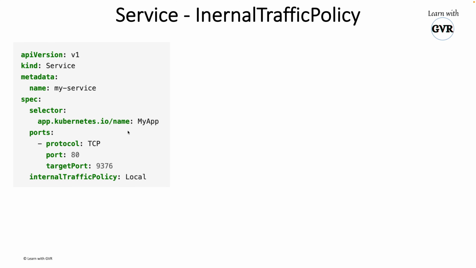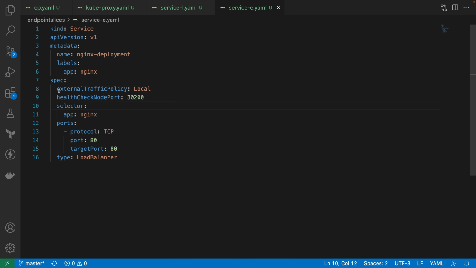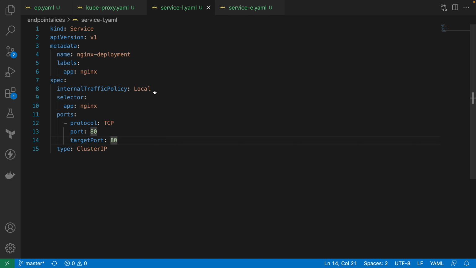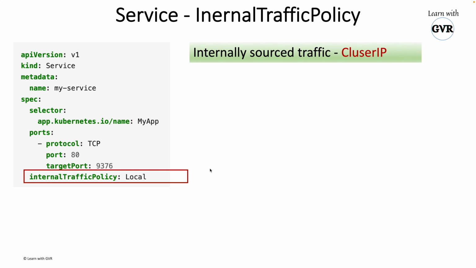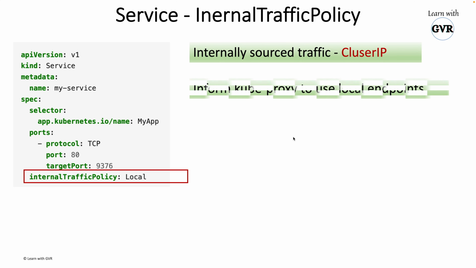Now, so far we have seen the case for external traffic policy equal to local. Now let's look at the internal traffic policy. Why the internal traffic policy? This is applicable when you use a ClusterIP, right? If you use a ClusterIP, this particular option comes into the picture. Again, this will have two options: one is local, the other one is cluster. So this is specifically for ClusterIP, as we just showed.